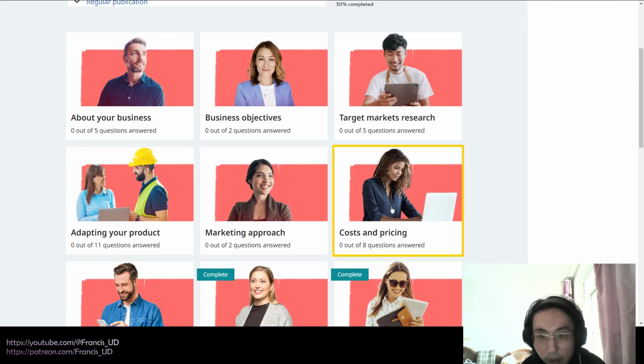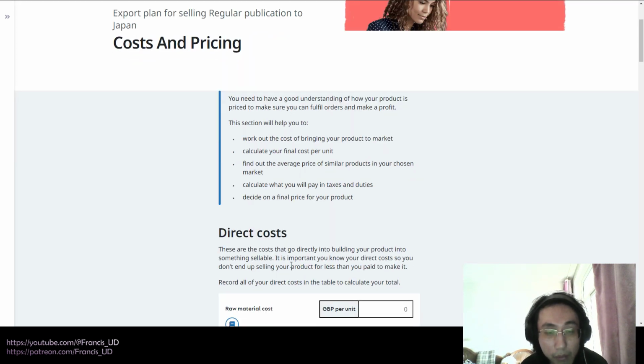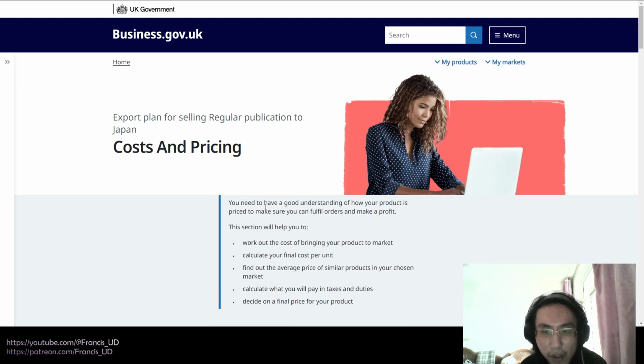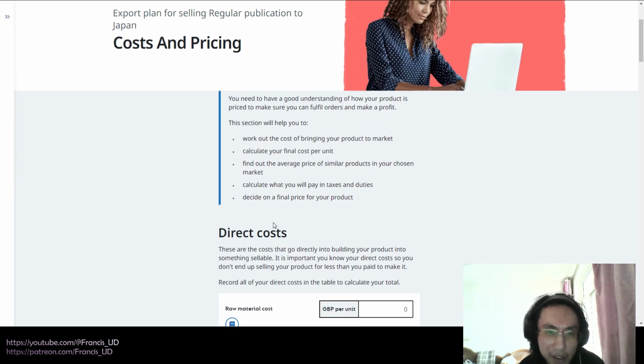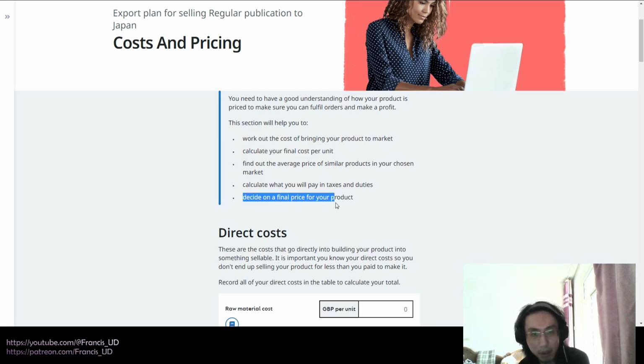Costs and pricing. Let's learn more about cost and pricing here. You need to have a good understanding of how your product is priced to make sure you can fulfill orders and make a profit. This section will help you to work out the cost of bringing your product to market, calculate your final cost per unit, find out the average price of similar products in your chosen market, calculate what you will pay in taxes and duties, decide on a final price for your product.